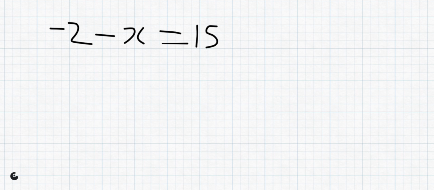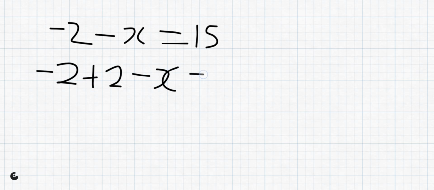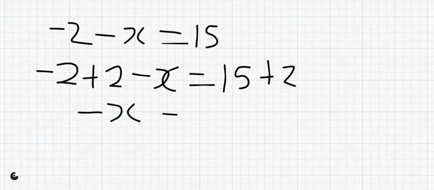So now look at this problem. What we are going to do is to add 2 so that we'll move to here. We have minus 2 plus 2 minus x is equal to 15 plus 2. Now minus 2 plus 2 is 0. So we have minus x is equal to 15 plus 2, which is 17.